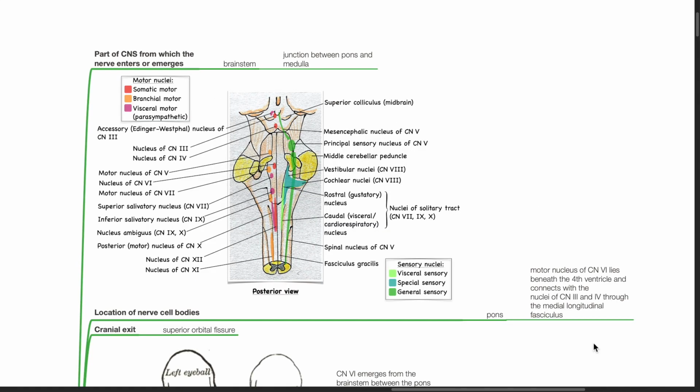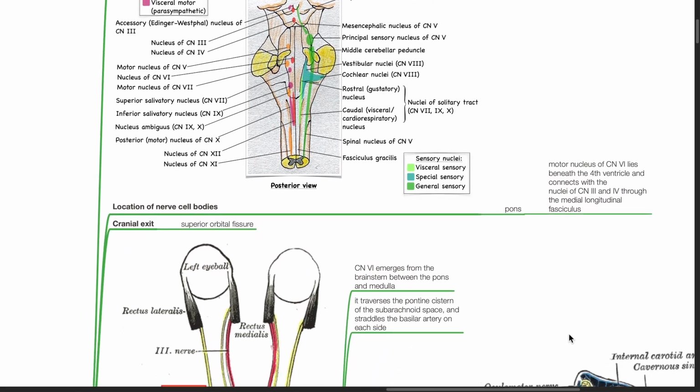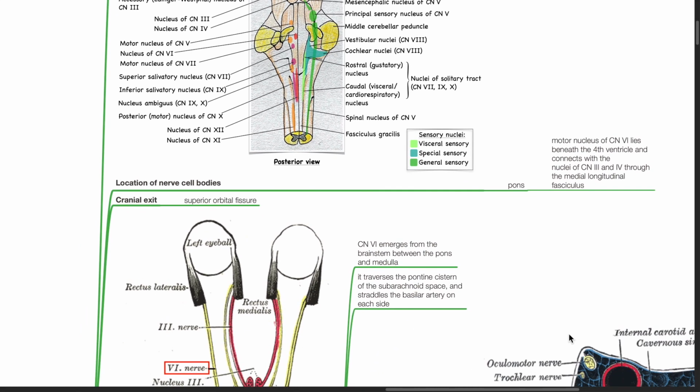Nerve cell bodies of cranial nerve 6 lie in the pons. The motor nucleus of cranial nerve 6 lies beneath the fourth ventricle and connects with the nuclei of cranial nerves 3 and 4 through the medial longitudinal fasciculus. Cranial exit is via the superior orbital fissure.